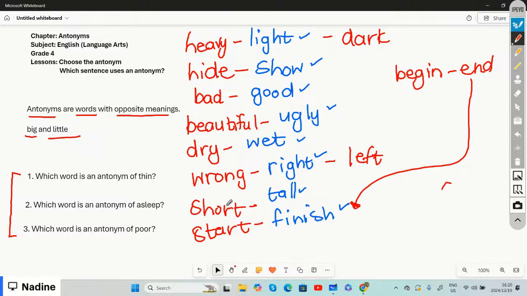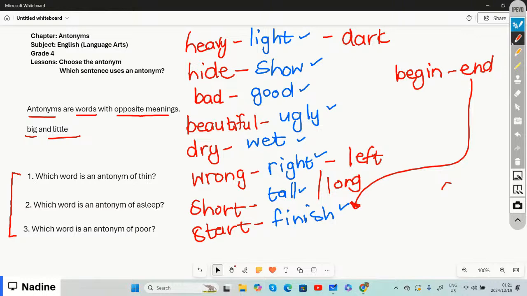All right, we have short and tall, short and long. We can also say long. It depends on the context in which we use it. So yes, long is also correct. So well done. And once again, we said antonyms are words with opposite meaning.